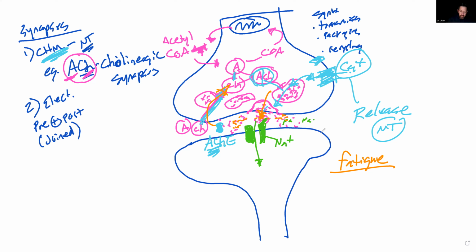So what we end up with is basically a dysfunctional axon terminal. It sort of exhausts the other neuron. It doesn't give it a chance to reset and have another action potential started.